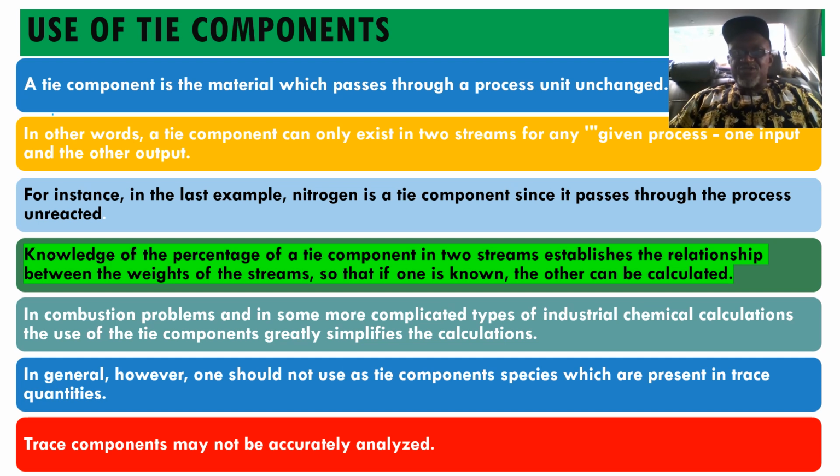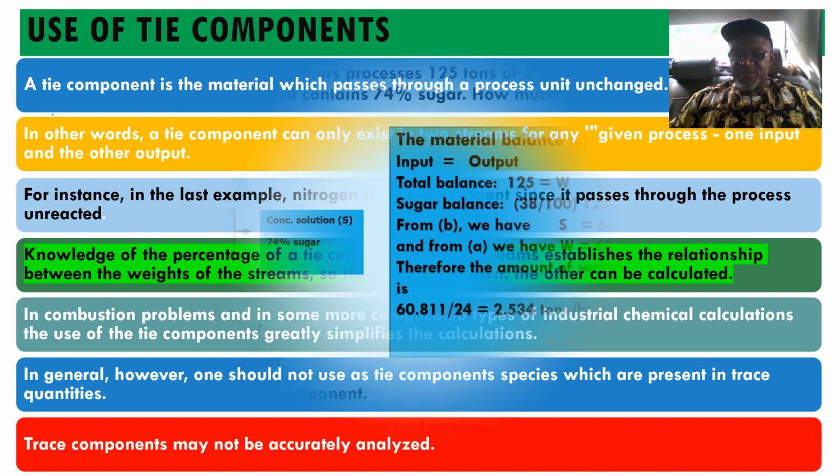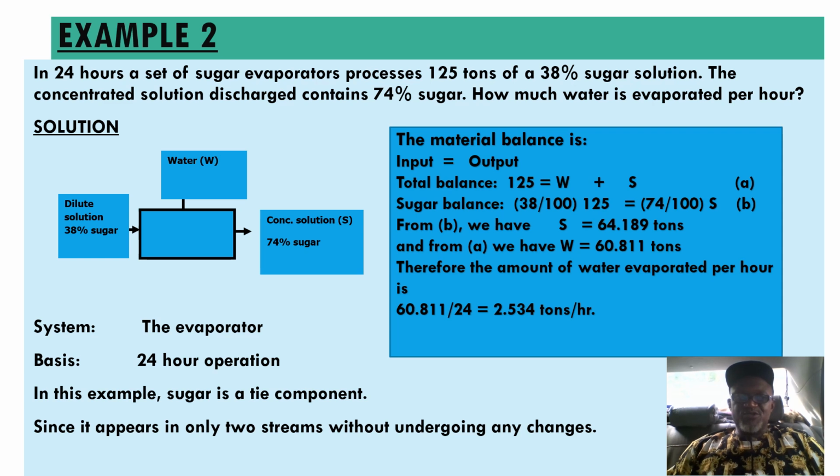In general, however, one should not use as tie components species which are present in very small quantities, trace quantities. So we say trace components may not be accurately analyzed. This is why we should not use trace components as tie components. Example 2, you see the problem there. We've tried to solve it step by step. So take your time, look at it. The first thing is to draw the flow chart. What system are you looking at? What is your basis? And then you start making your calculations from there.